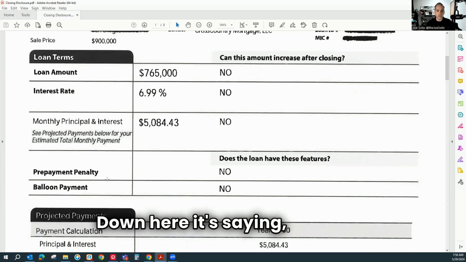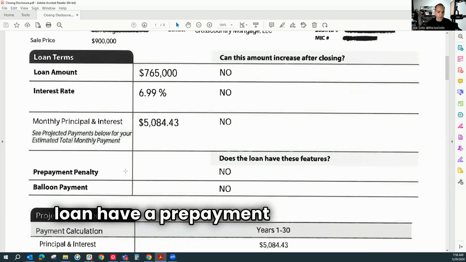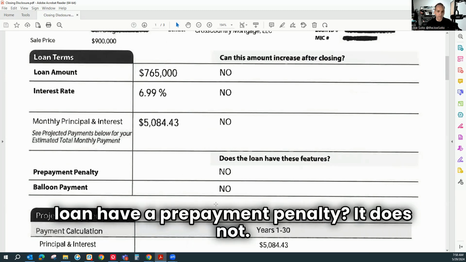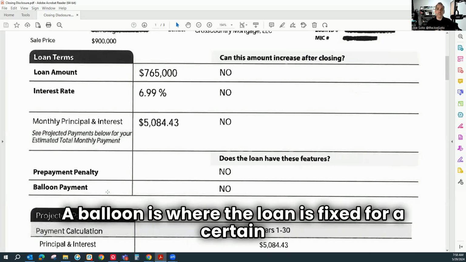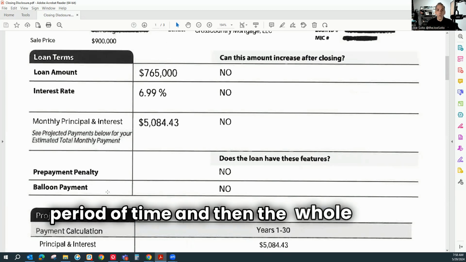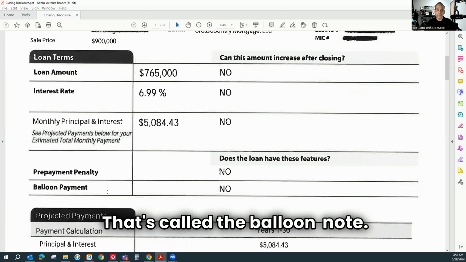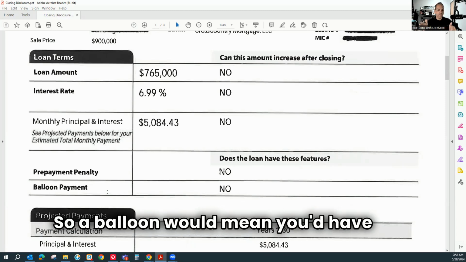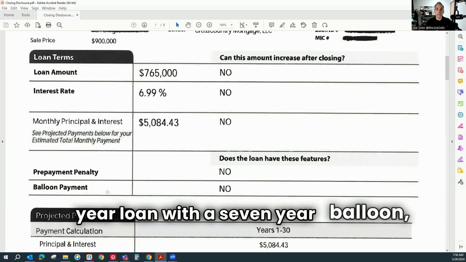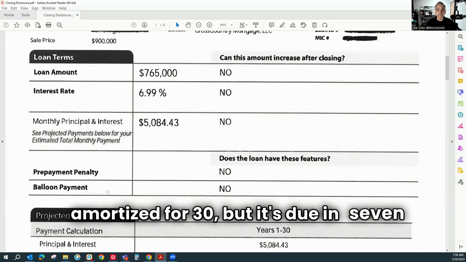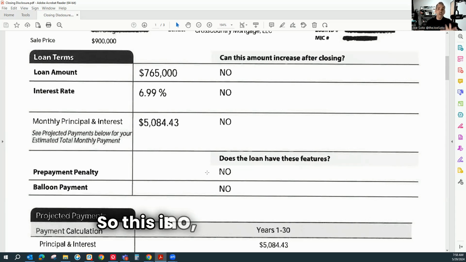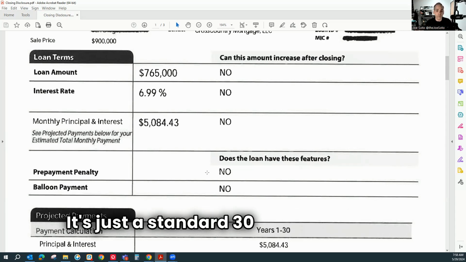Down here, it's saying, does this loan have a prepayment penalty? It does not. Does it have a balloon? A balloon is where the loan is fixed for a certain period of time and then the whole amount is due. That's called the balloon note. So a balloon would mean you'd have a 30-year loan with a 7-year balloon, meaning it's amortized for 30, but it's due in 7 years. So there's no balloon. It's just a standard 30-year loan.